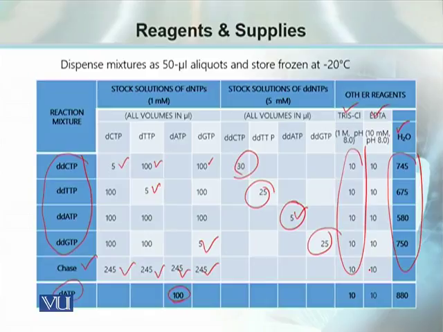Once we prepare these kind of reaction mixtures, we can save them in a liquid form of 50 microliter and we can store them at minus 20 degrees centigrade.